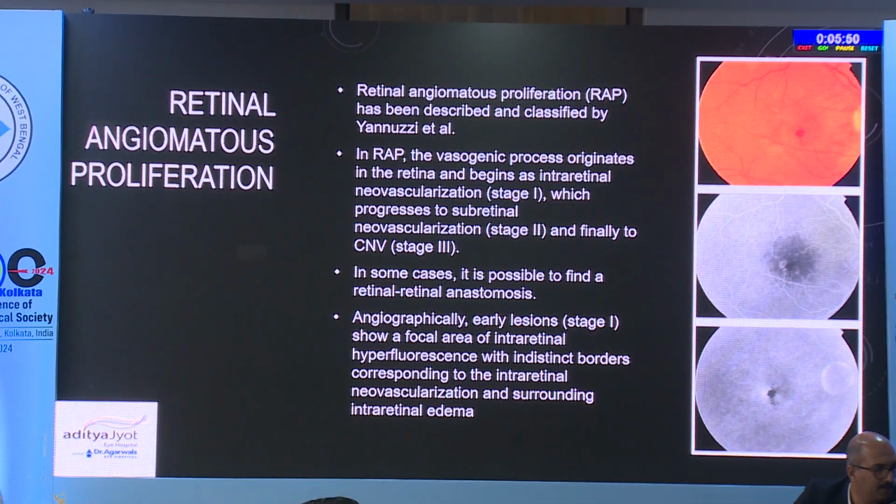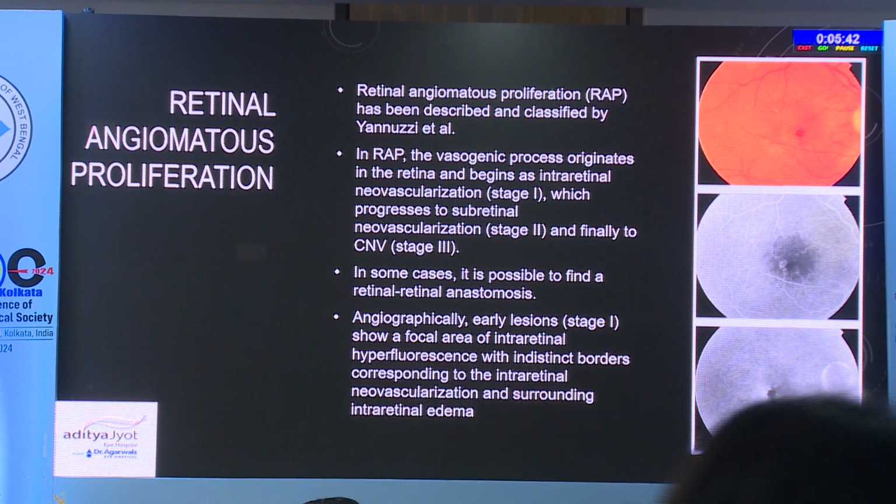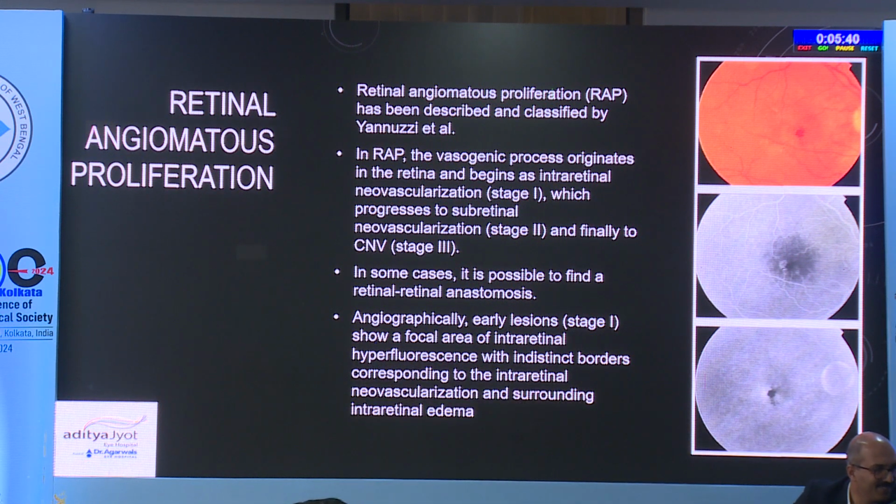RAP has been described and classified by Yannuzzi et al. In RAP, the vasogenic process originates in the retina and begins as intraretinal neovascularization, stage 1, which progresses to subretinal NV, stage 2, and finally to CNV, stage 3. In some cases, it's possible to find a retinal anastomosis.